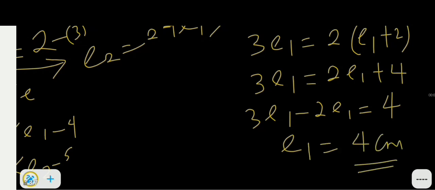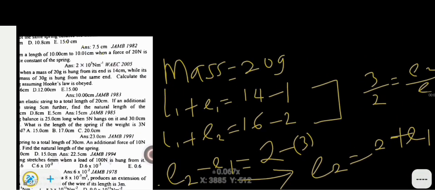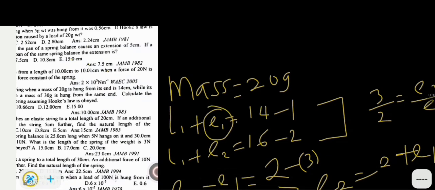That means the extension is 4 cm, E1. But we're told to find the original length, which is L1. But we know that E1 is 4. So just come and put it inside here. So this E1 here is 4, from the calculation that we just did. So this equation 1 will become something like this. L1 plus E1 equals to 14.